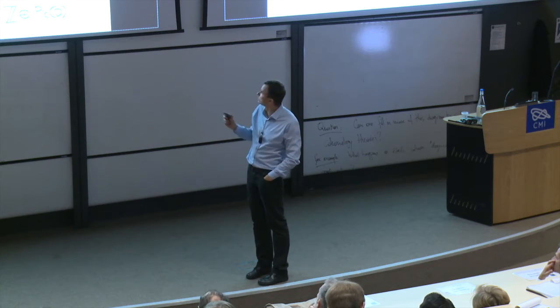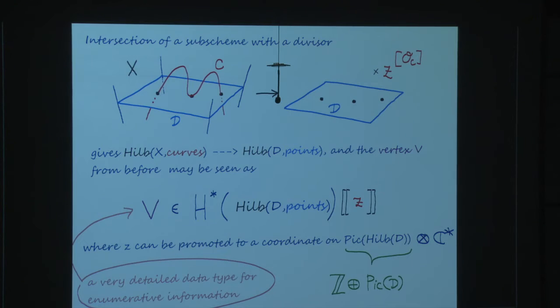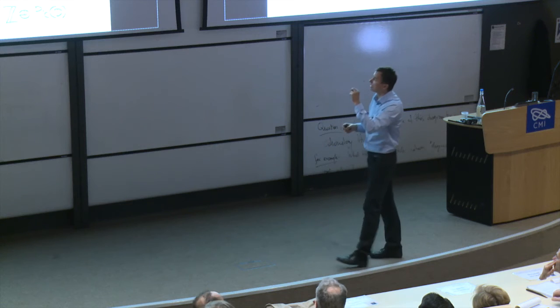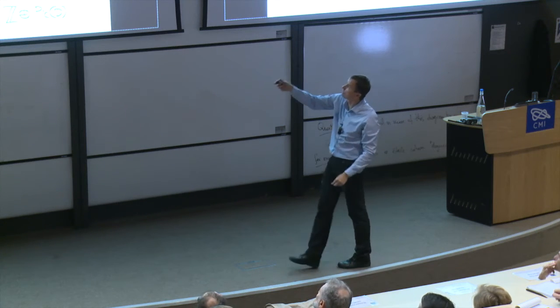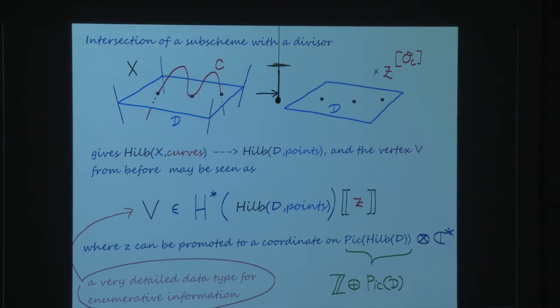So maybe I should point out that this is a series in many variables, because, like I said, the exponents of that series keep track of the degree and the genus of the curve in 3 dimensions. And the way to think about these variables is that you should think of that lattice as the Picard of the Hilbert scheme, so of D.